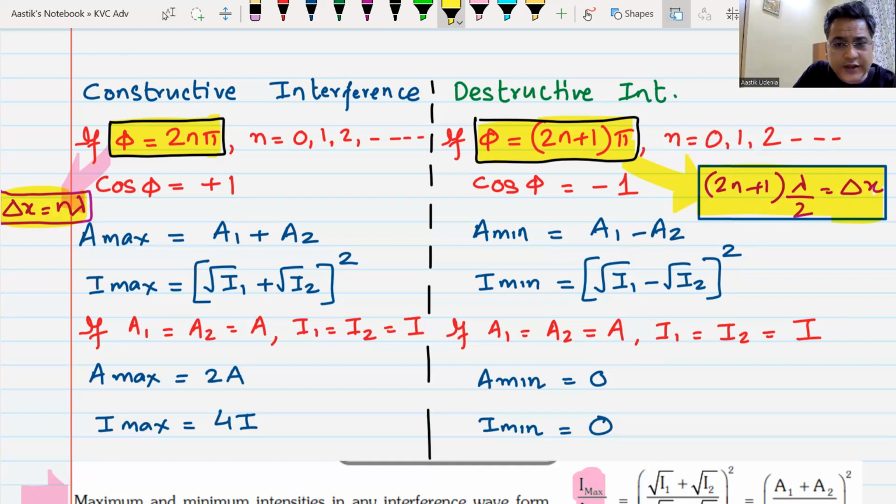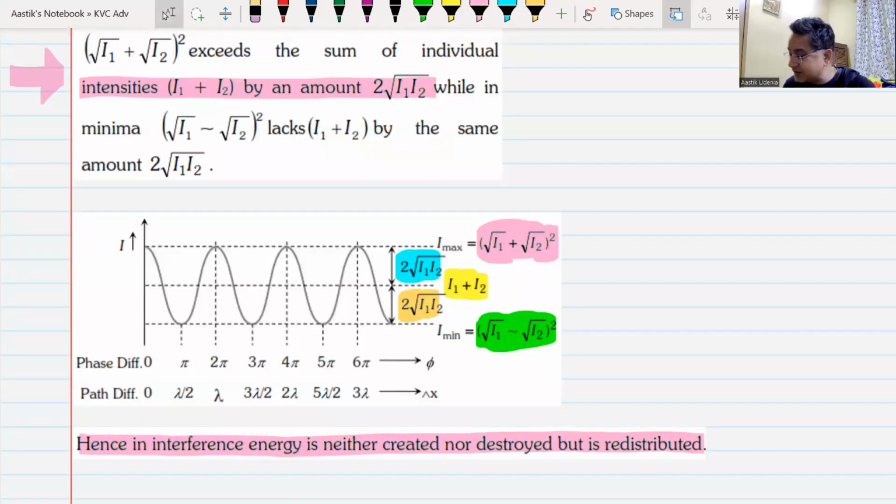Yes, sir. Okay. So we have seen interference, we have seen superposition, and we have seen that this superposition is nothing but what we had already seen in the chapter on simple harmonic motion. Yes or no? Now, here we had seen some formulae of maximum intensity and minimum intensity. And we have seen that interference is nothing but redistribution of energy or intensity. Yes or no?